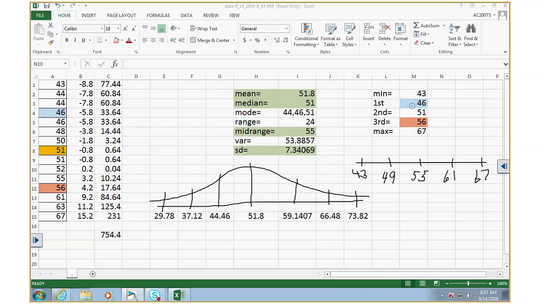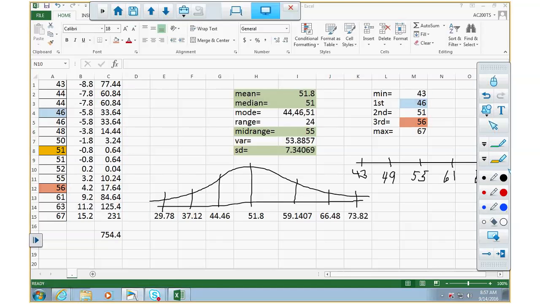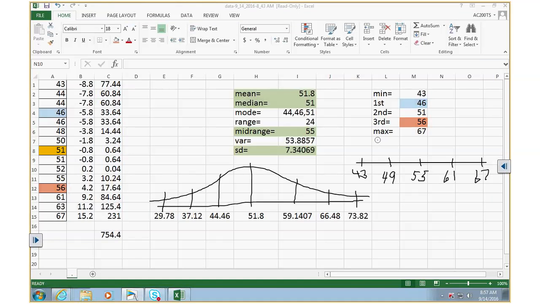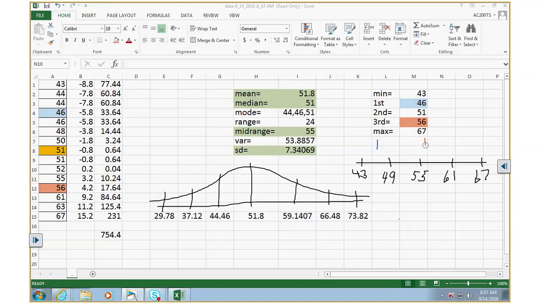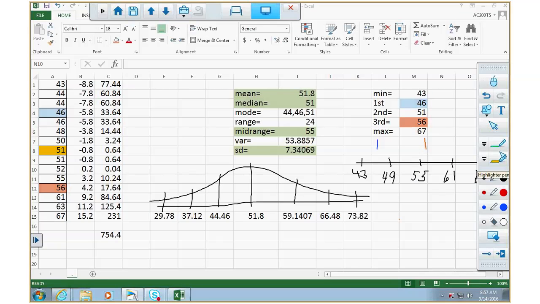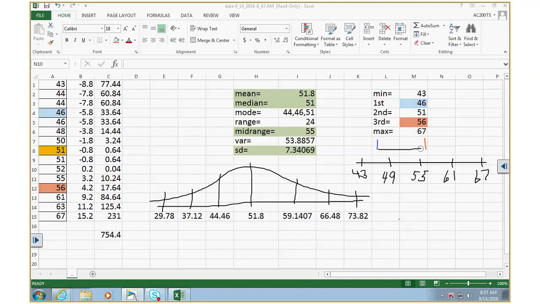Now, take my blue marker, since the 46 is blue, and I'm going to put a 46 right about here. We said that this was what, 46 in the middle? And then I'll take my orange pen and I'll put that 56 in right in here. And I'll take my black pen. There's my box plot. Now I only do the colors because that way you'll see what I'm plotting.